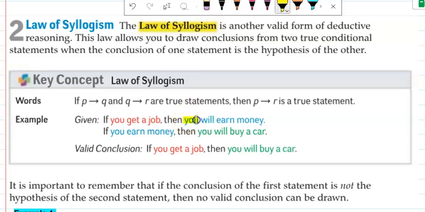So you notice that this sentence ends with you will earn money. This sentence began with you will earn money. Okay? So because we have that repetition back to back like that, we can actually cut it out. We don't need that step in our logical reasoning, and we can just say, if you get a job, then you will buy a car.